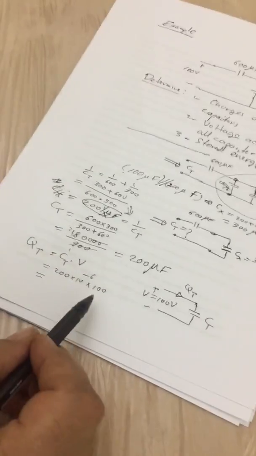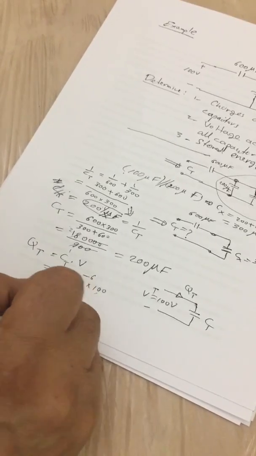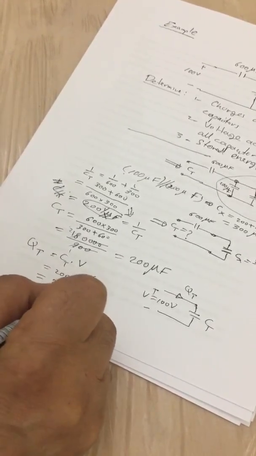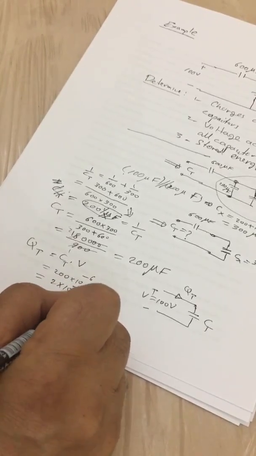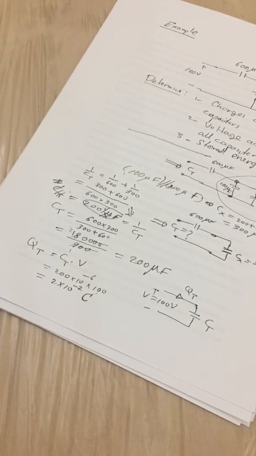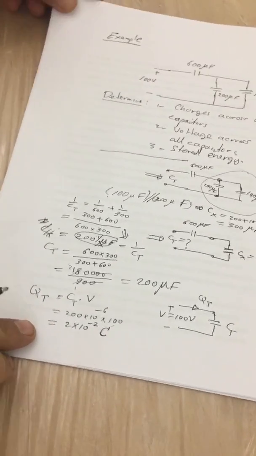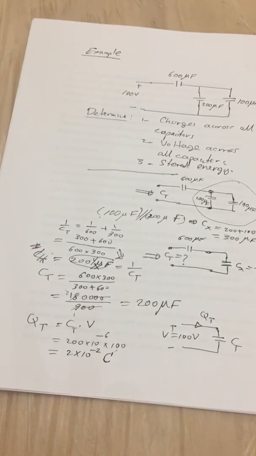So that will be 100, and 100 here is 10 to the power 4. So it will be 2 times 10 to the minus 2 coulomb. Okay? So that's the total charge of the total capacitance, or supplied by the voltage source. Now, if you look at it here, that's the first step. Now we have to calculate the charge for each capacitor.